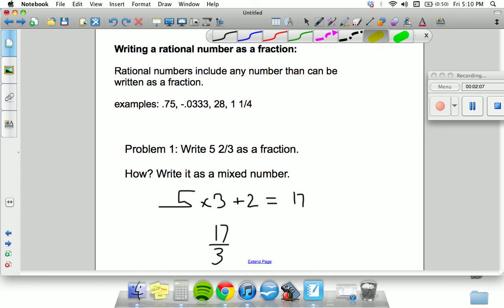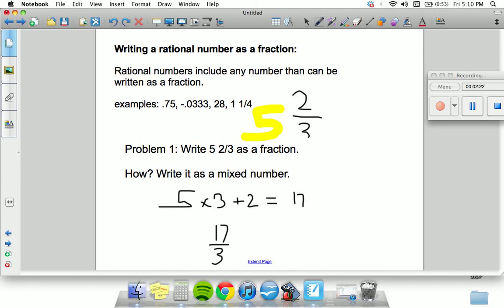So here's the example problem. It asks you to write 5 2/3 as a fraction. Now, we know Smartboard isn't the best at doing fractions, so I'll rewrite it here. This is 5 2/3, a mixed number. So there you go. We want you to write it as a mixed number so that it is in fraction form, and so we can call it a rational number.